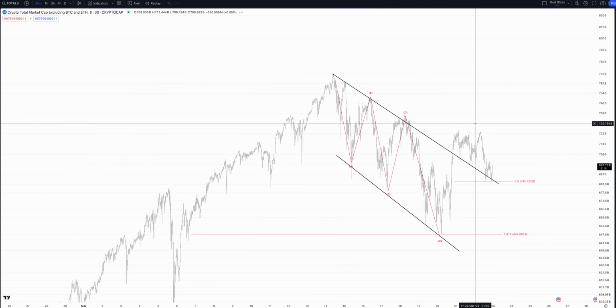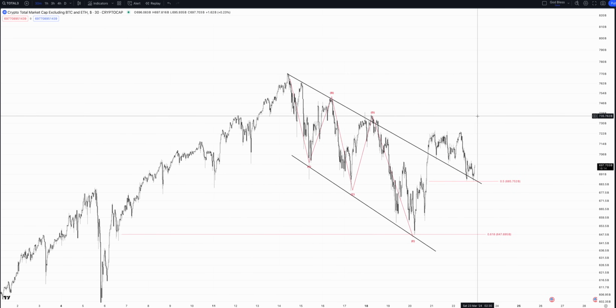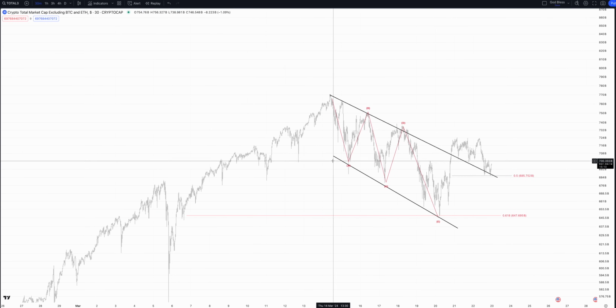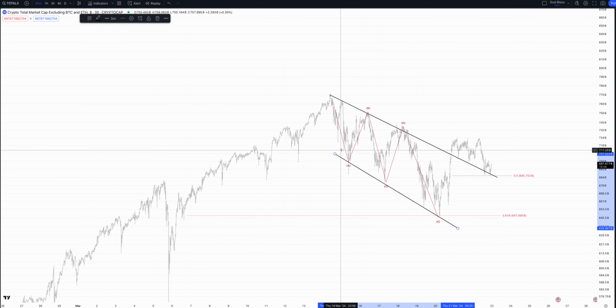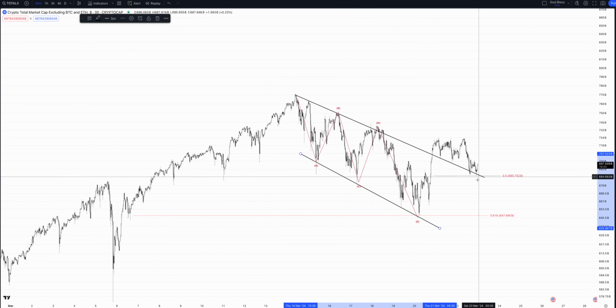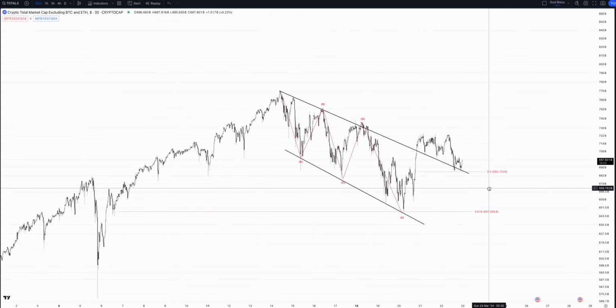Hope you guys enjoyed the XRP video, the total altcoin market cap video. Everything is looking really good from here, and there is nothing to worry about. If we do come down, just remember that it will be a dip for buying and not for panic selling.